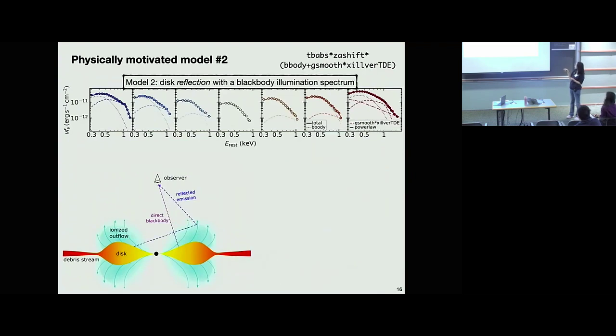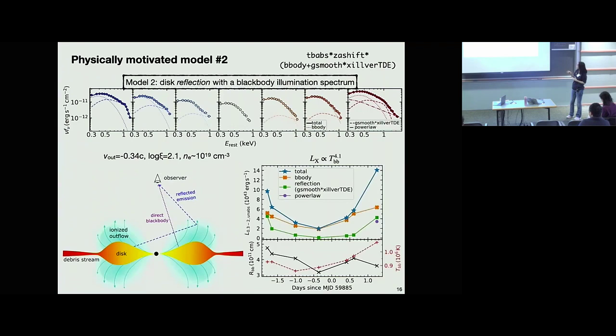In the second one, we're considering reflection off the accretion disk, accretion of the outflow, using this reflection model. And the best fit gives us a pretty fast outflow velocity of 0.34 c, ionization of log ξ equal to 2, and a pretty dense gas density of 10^19 per cubic centimeter. If you look at what's contributing to the total flux change, you'll see that this comes from both the change in the black body disk component as well as the reflection component.